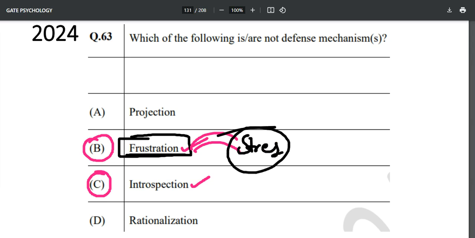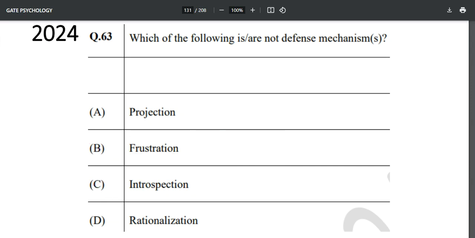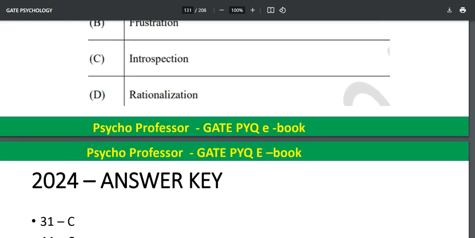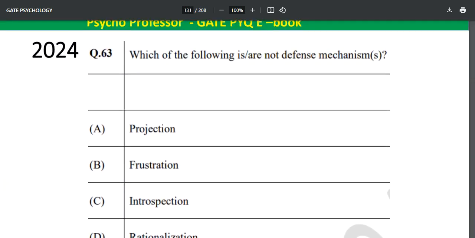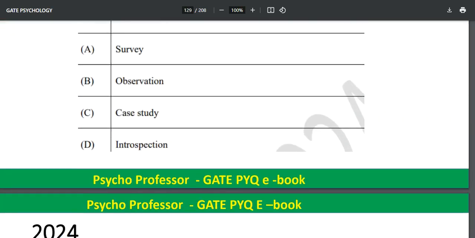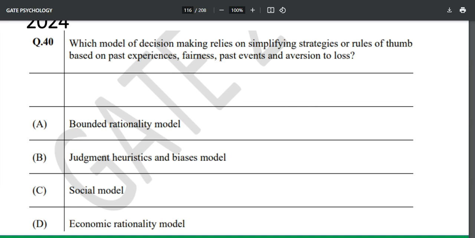So what is the correct answer over here? Option number B and C. And you can check your answers from the PDF as well, and you can just practice more and more. Now we will jump on to unit number 5 of this particular GATE Psychology 2024 paper. Now this is from our unit number 5, an easy question.